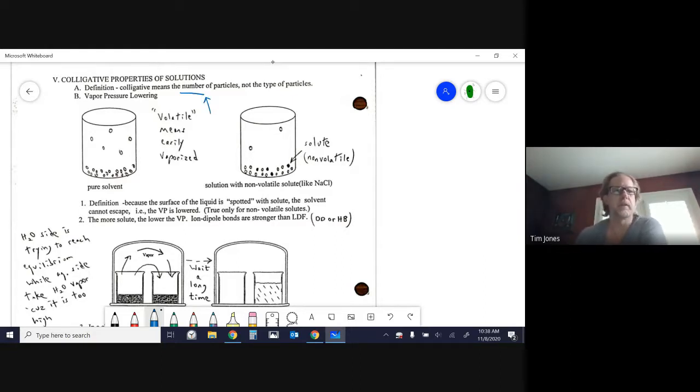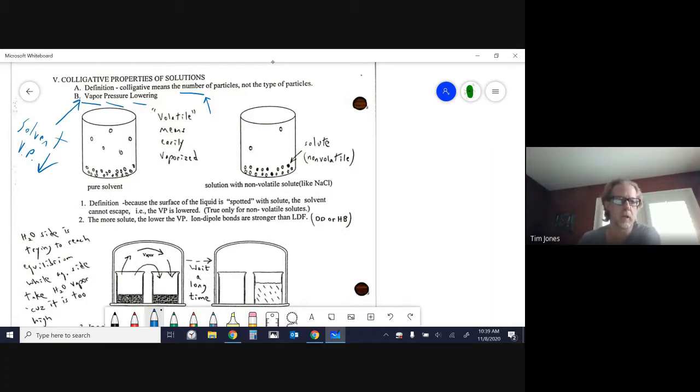Now, one of them is that the vapor pressure of the solvent gets lowered. So this really should say solvent vapor pressure goes down. And this makes sense because if we stick with our example of dissolving salt in water, water has a vapor pressure. Solid salt doesn't really even have a vapor pressure. So it's the solvent we're talking about.